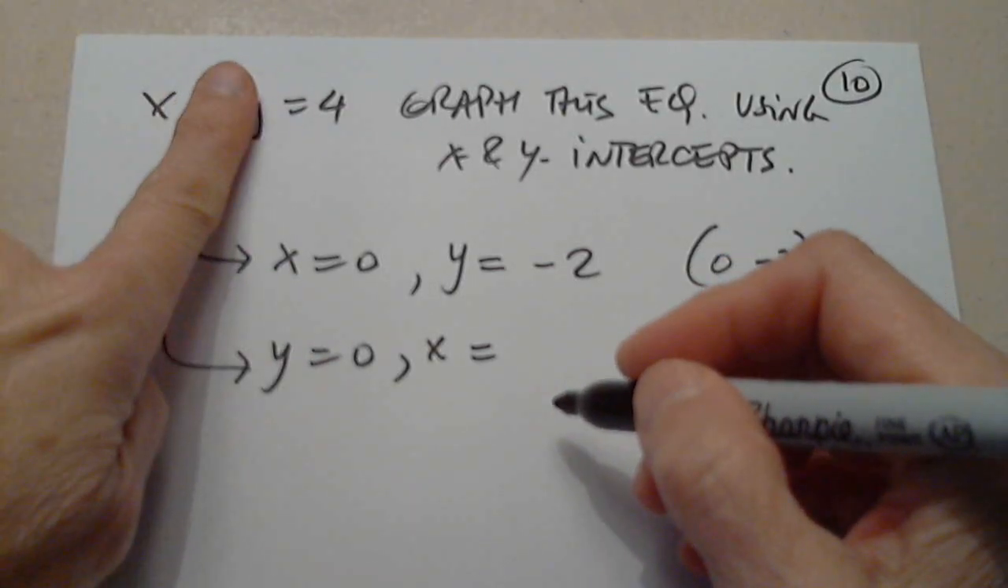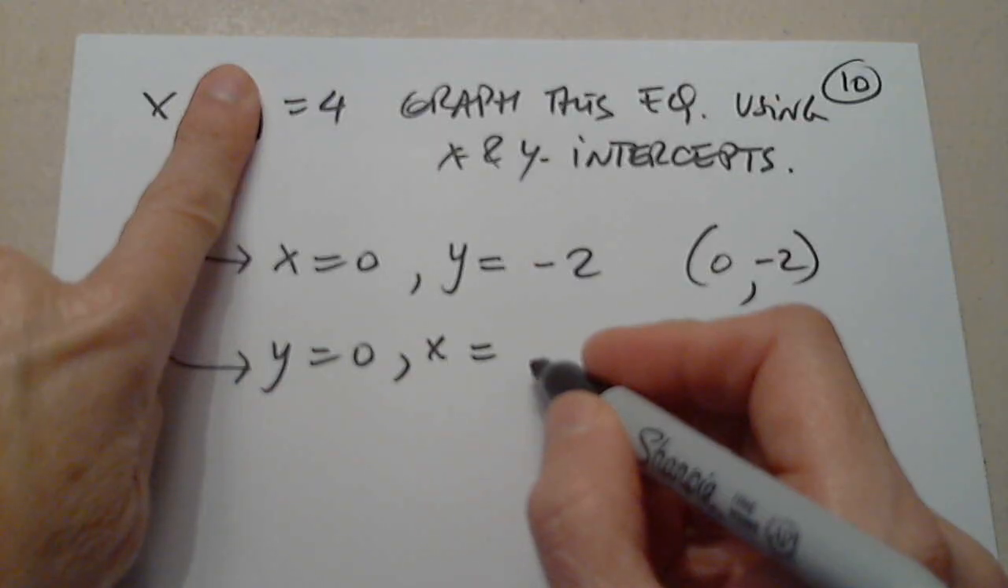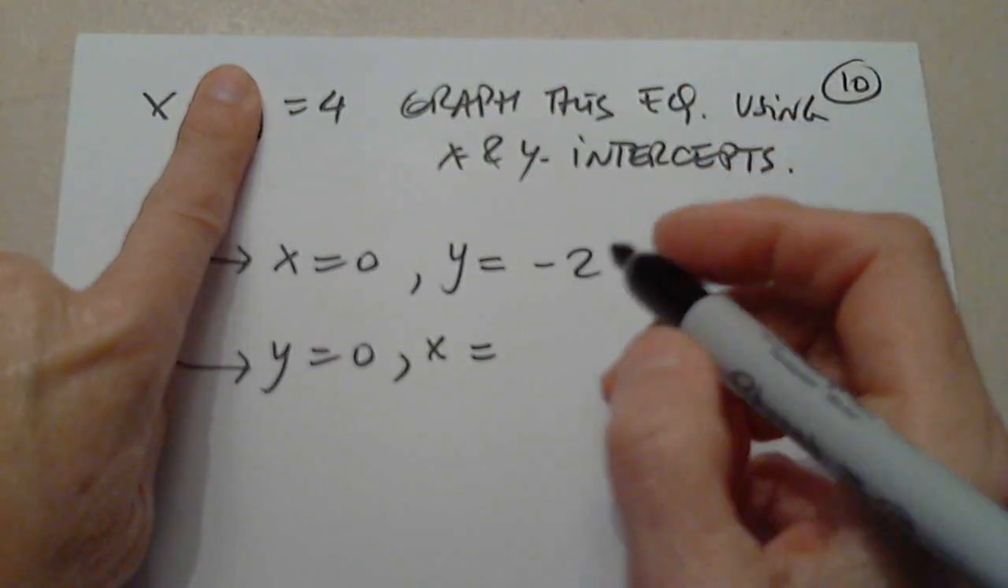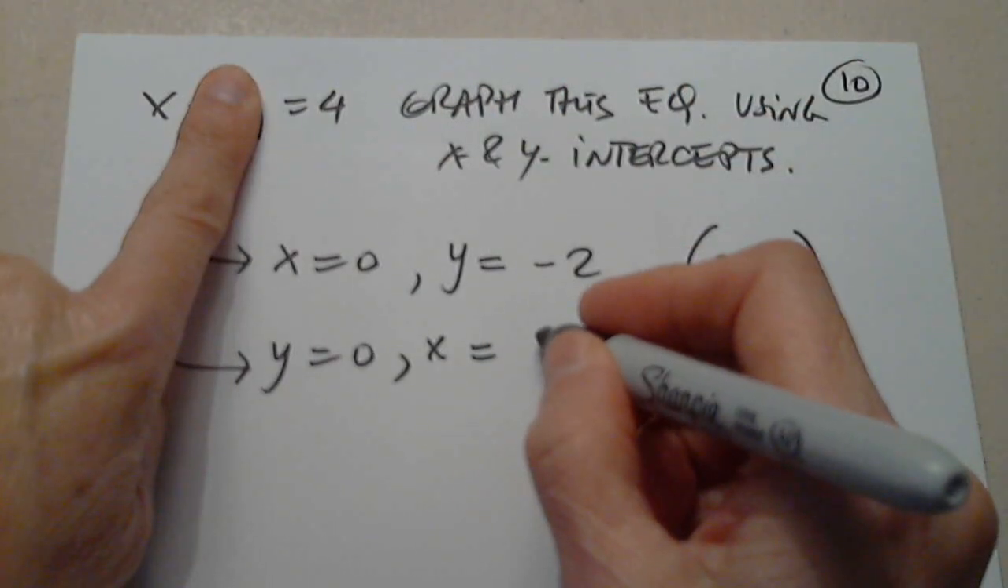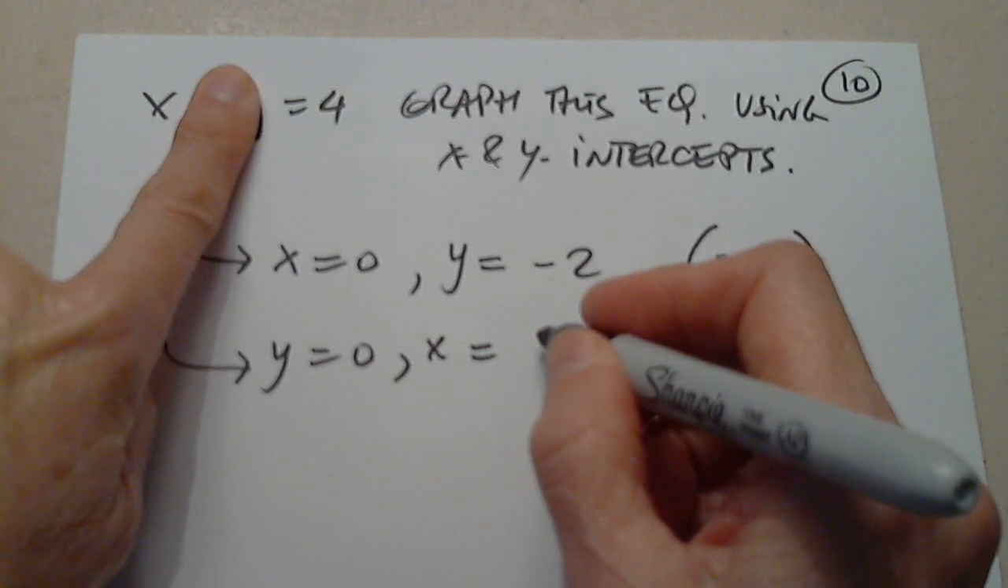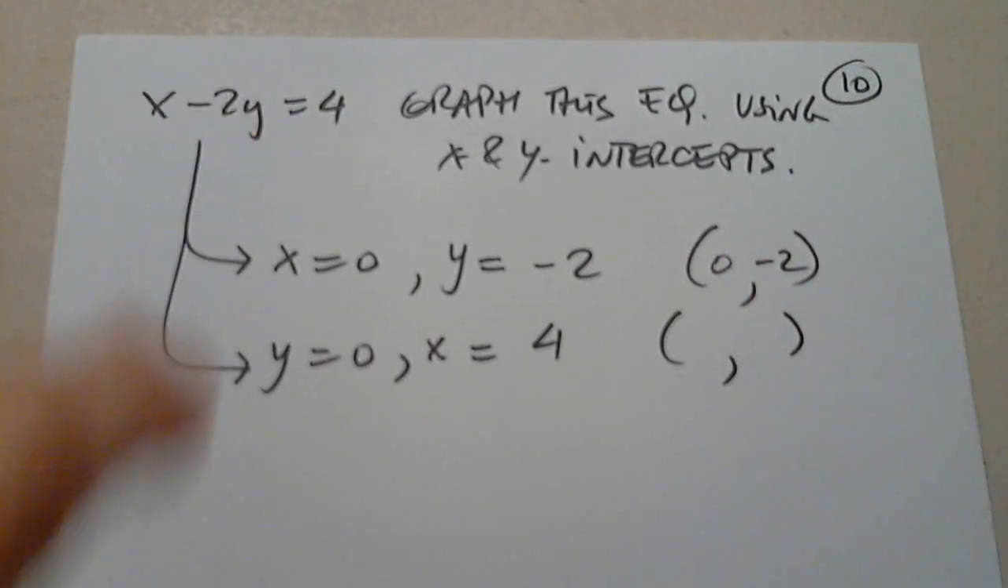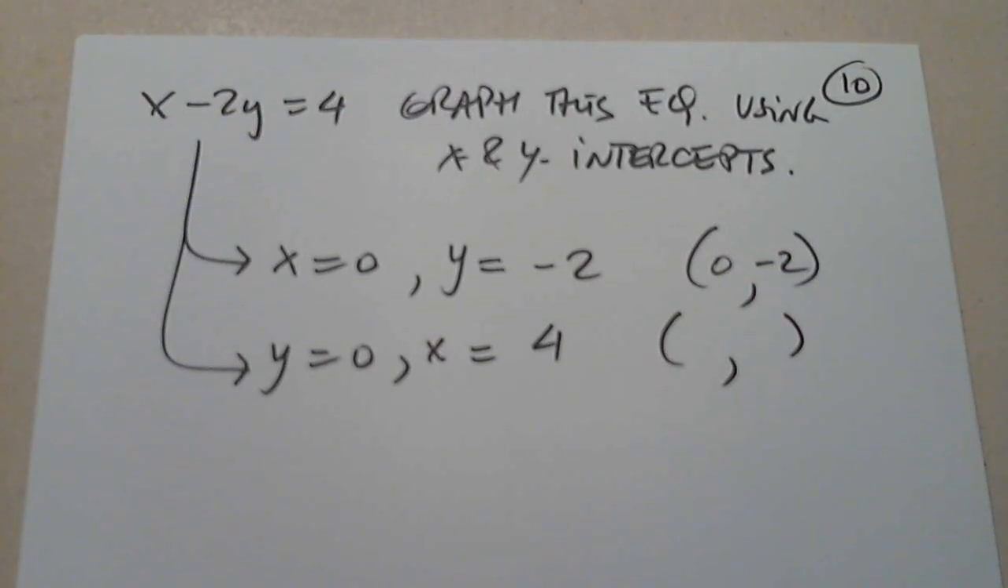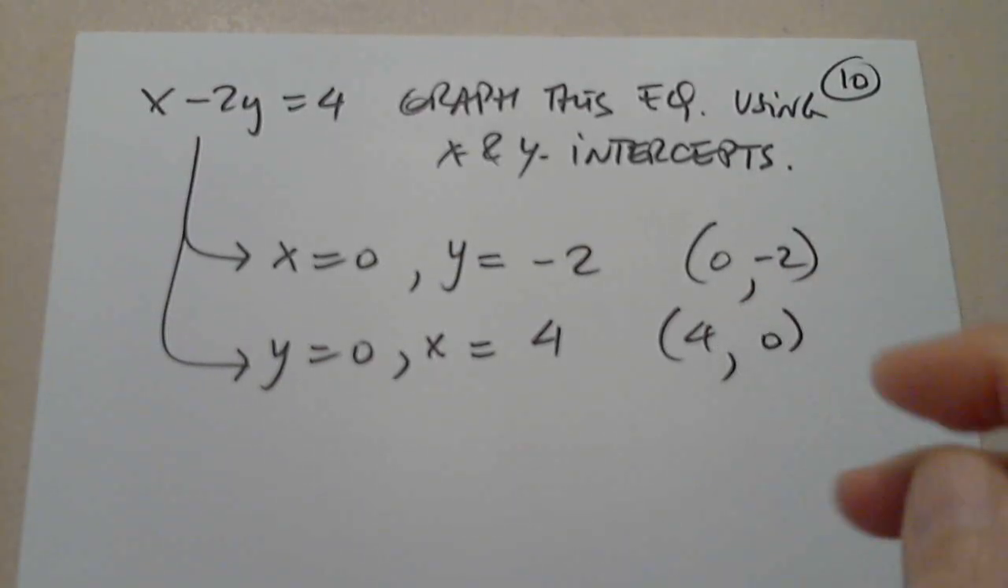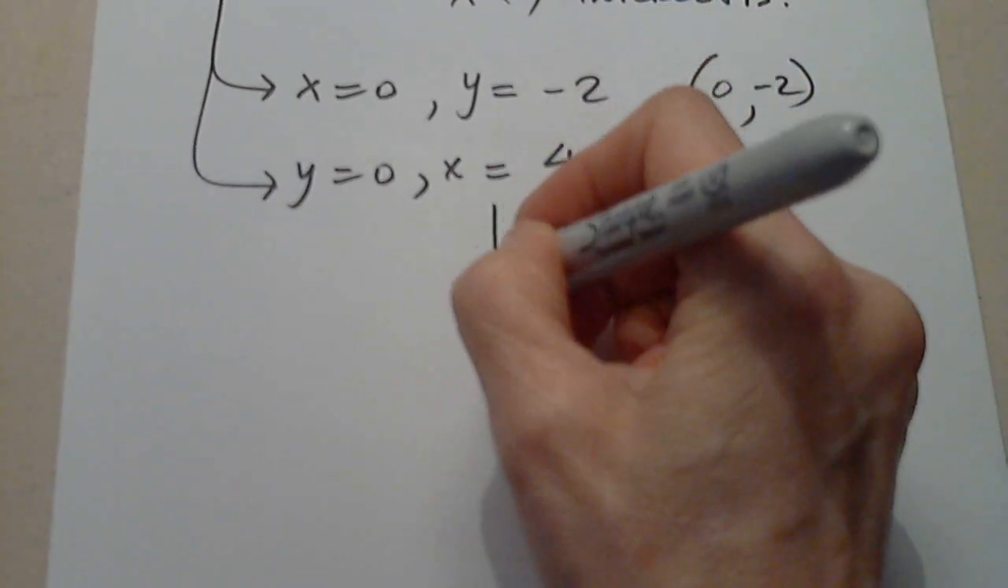Now when y is 0, I covered it up. How much is x? I cover it up because it's 0. 4. Good. Can anyone give us the ordered pair, please? The ordered pair requires x to be first and y to be second. 4 and 0. Excellent. That's all we needed.